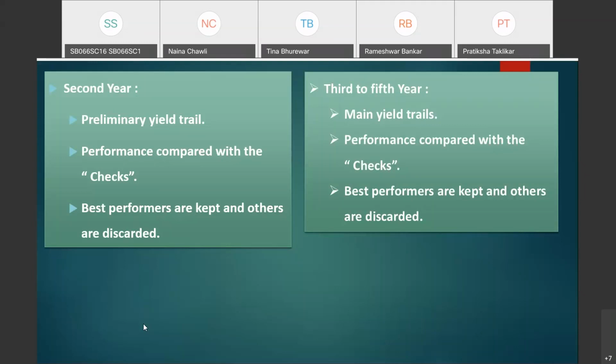Okay, in the third to fifth year main yield trials are carried out. Here also the performance is compared with the existing superior variety, called the checks.